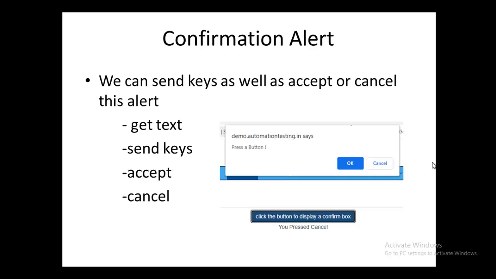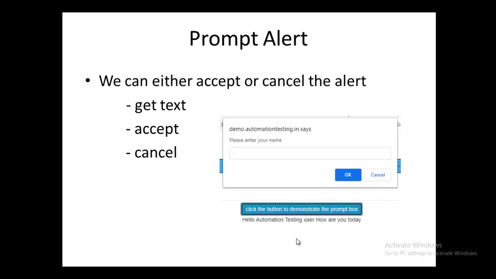So how do you confirm? When I'm just attending the alert and giving a click, how do you confirm whether I have accepted or cancelled? Because both operations ultimately take the alert off of the web page. You can see there is an acknowledgement message on the web page saying that you pressed Cancel or you pressed OK. So we do the respective operation, then come back and verify this particular text. Then we know that we have performed the respective operation.